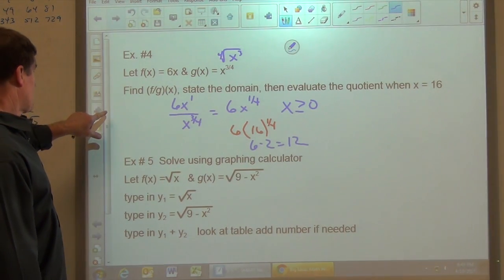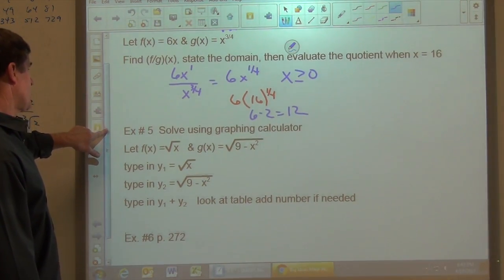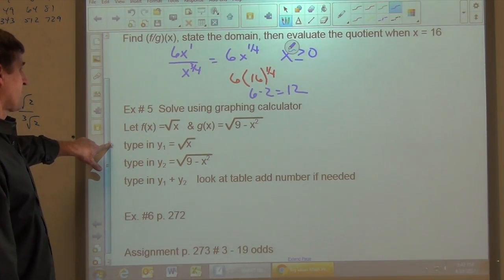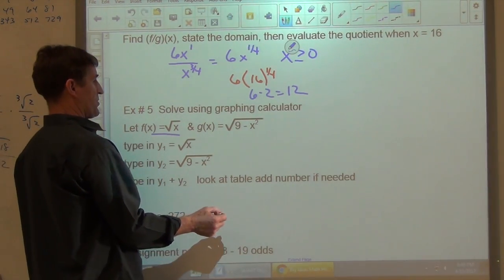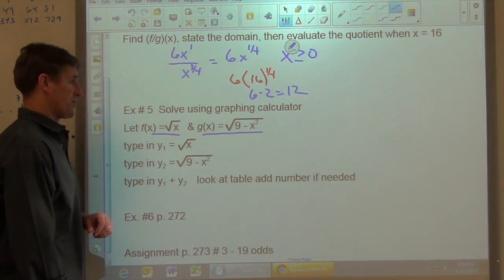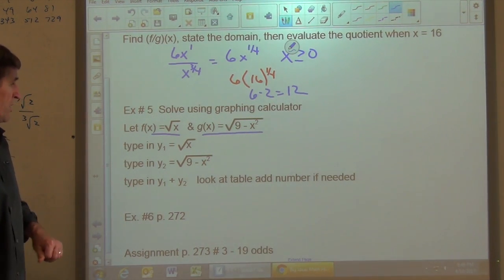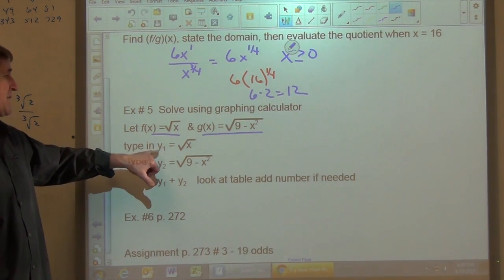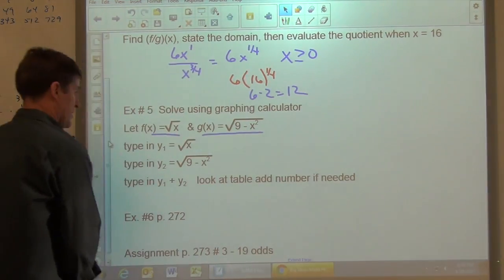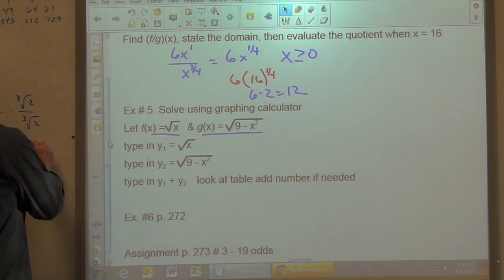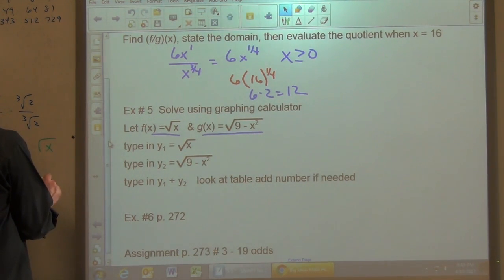The last thing is we're going to look at how to solve these using a graphing calculator. So to solve using a graphing calculator, I've got this example here. f of x equals the square root of x, and g of x equals the square root of 9 minus x squared. So we're going to go to the graphing calculator, we're going to type in, this is y1. So this is square root of x, and the square root of 9 minus x squared.